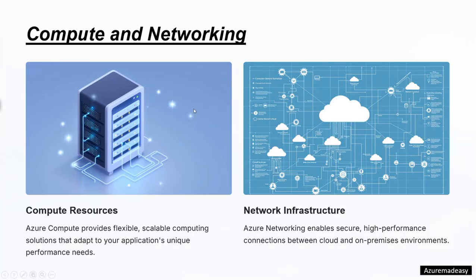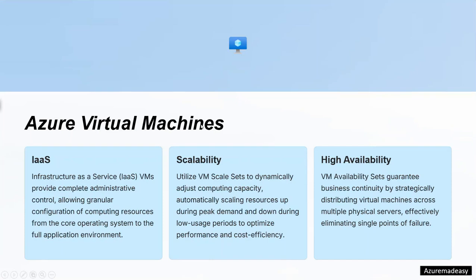Now we will explore them one by one. So first we will have compute. Now compute, what is the first compute example we have? Virtual machines. Azure Virtual Machine, which we have seen in IaaS, right? Infrastructure as a Service. These provide you higher availability to get your job done.